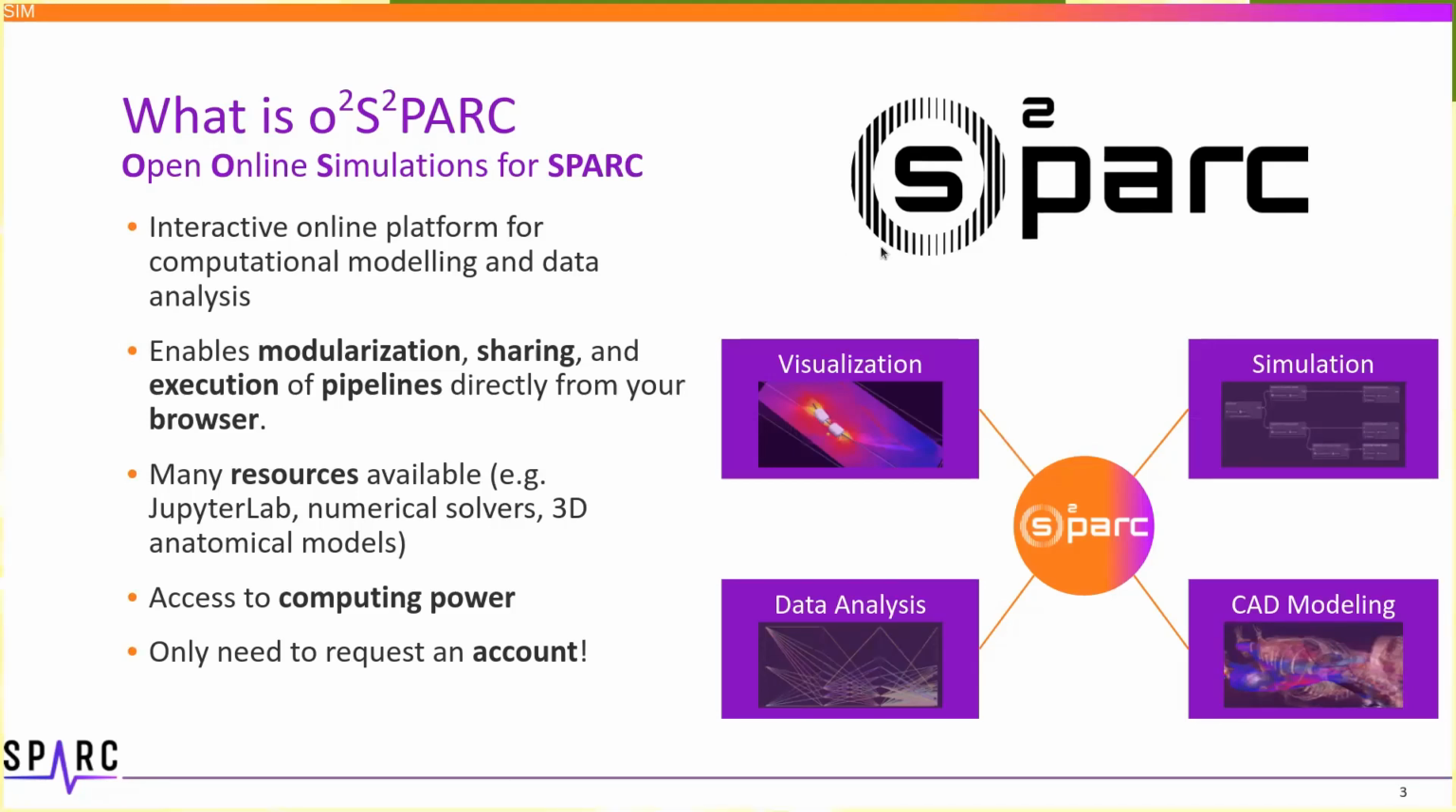And there are many resources. There are generic resources like JupyterLab, there are numerical solvers, there are 3D models, there are cardiac models, so something more specific to SPARC, but not only. You can access computing power from the cloud. You don't need to buy your supercomputer or rent your resources on the cloud, for example, Amazon Web Services. You only need to request an account. We'll see at the end of the webinar how you can do that.